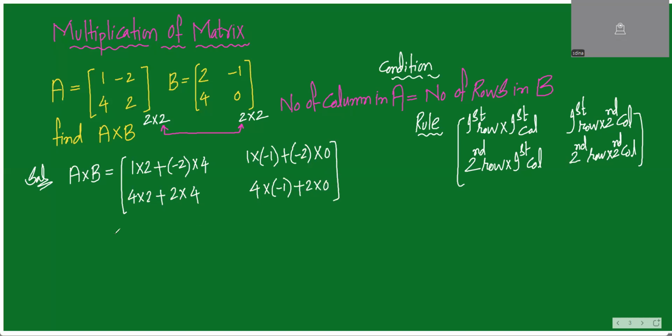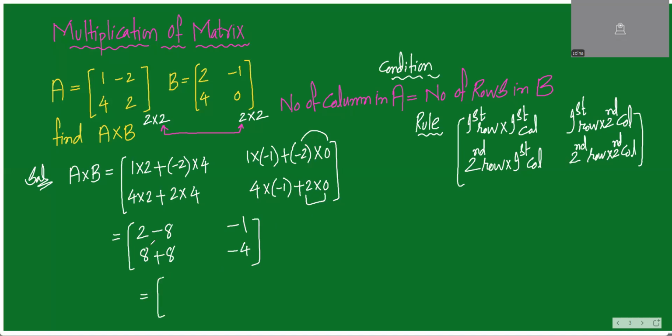Got it? The results are now: 2 ones are 2, plus into minus is minus, 2 fours are 8, plus into minus is minus, 1 ones are 1. And now you see this is very special. 0 into anything is 0. We need not write it here. Now here 4 twos are 8 plus 4 twos are 8. 4 into minus 1 is minus 4. And again this is a special case. 0 into anything is 0. We need not write it.